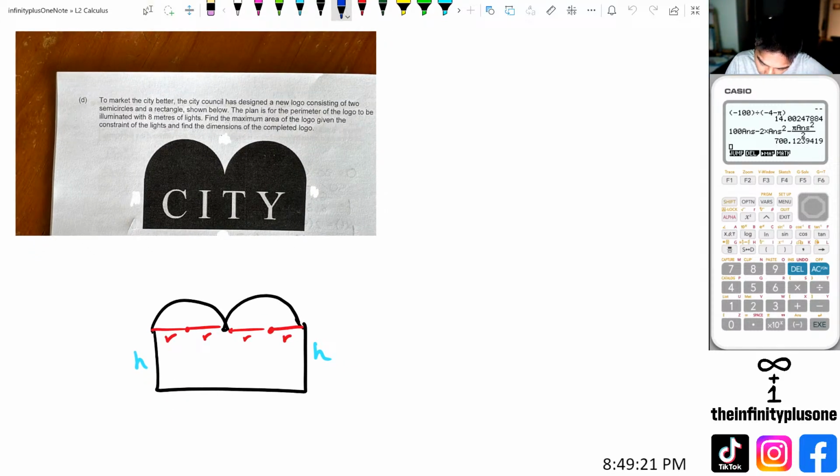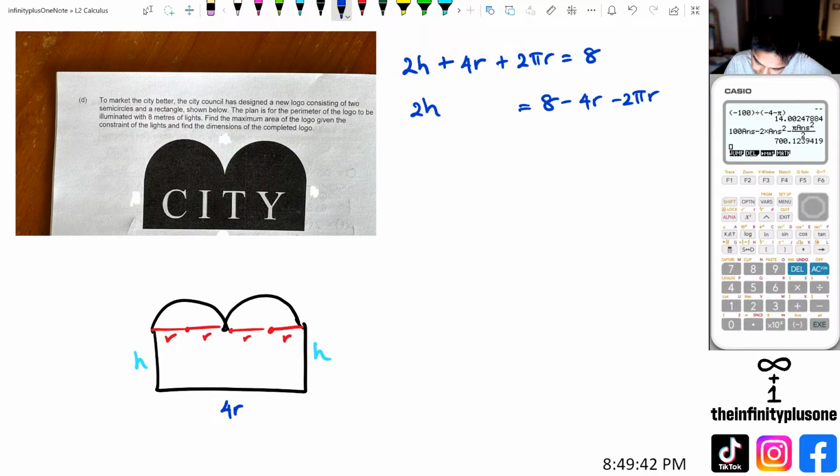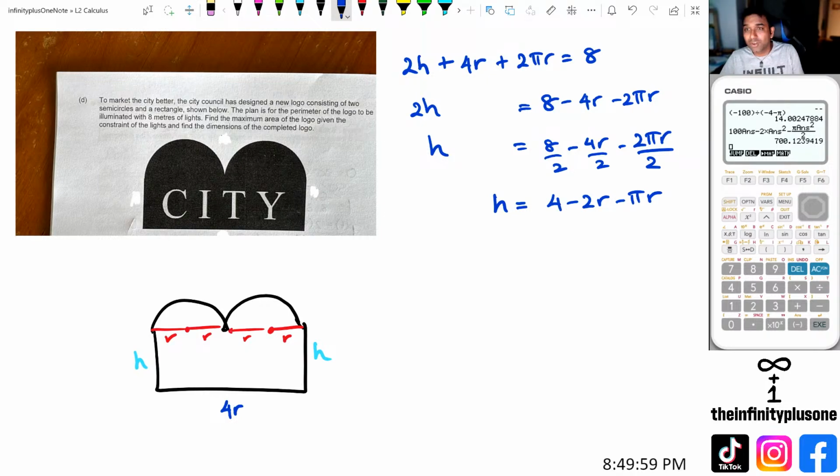All right, so I'm gonna do this question now. What we've got is 2h plus 4r at the bottom, so that's the base, plus 2 pi r, and all of this is equal to 8. I'm going to rearrange for 2h, so I get 8 minus 4r minus 2 pi r. h is equal to 8 divided by 2 minus 4r divided by 2 minus 2 pi r divided by 2. So I'm going to get h is equal to 4 minus 2r minus pi r.